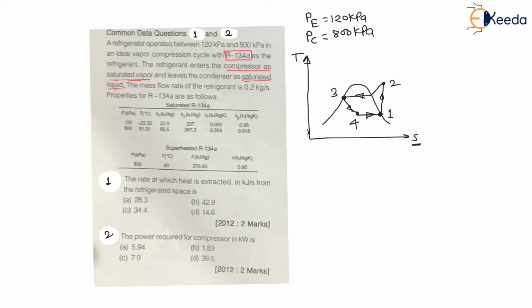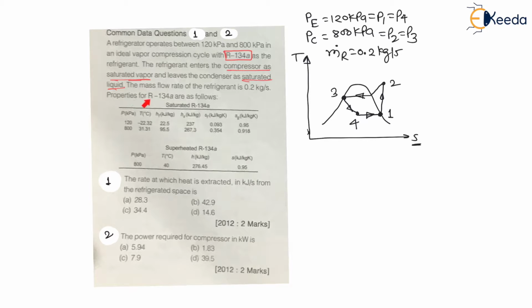And 4 to 1 there is a constant pressure heat absorption in evaporator, therefore 4 to 1 is evaporator. And here pressure P1 is equal to P4 is equal to evaporator pressure, given 120 kilopascal. And pressure P2 and P3, which is nothing but condenser pressure, is given 800 kilopascal, therefore P2 is equal to P3 is equal to condenser pressure is equal to 800 kilopascal, right? Now again, the mass flow rate of refrigerant is given 0.2 kg per second.